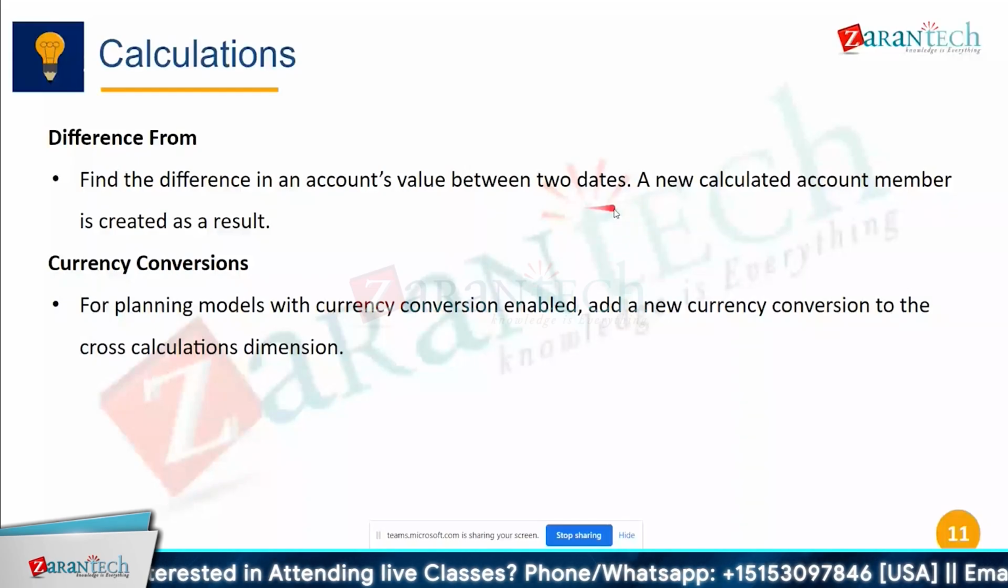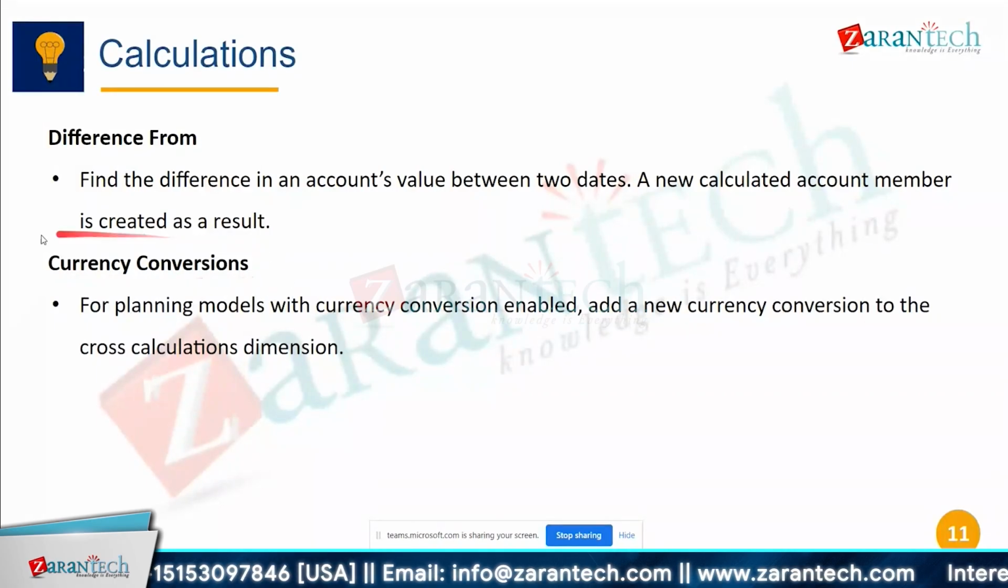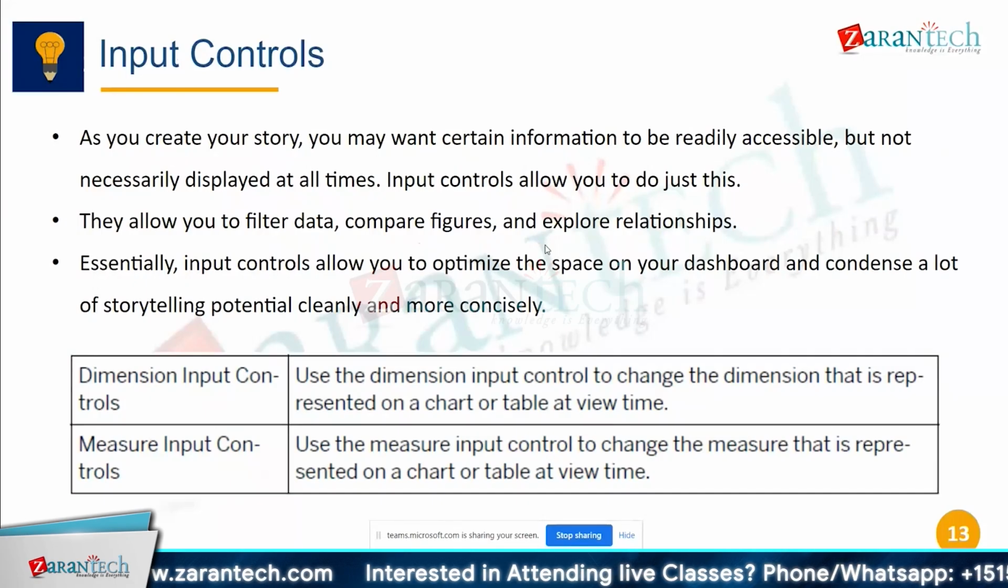Then you have the option also to have currency conversion. So this is mainly useful when you have planning models. So you have certain data which is in USD and a user from India has opened the dashboards and you have to show it in INR. So you can use currency conversion there. All these currency conversions have to be maintained in a table in order to do the conversion. It's the same thing, you have different types of calculations like rolling forecast, currency. Then cross calculations. If you have two measures, you can also do that within the story itself. Then yeah, we completed the calculations part.